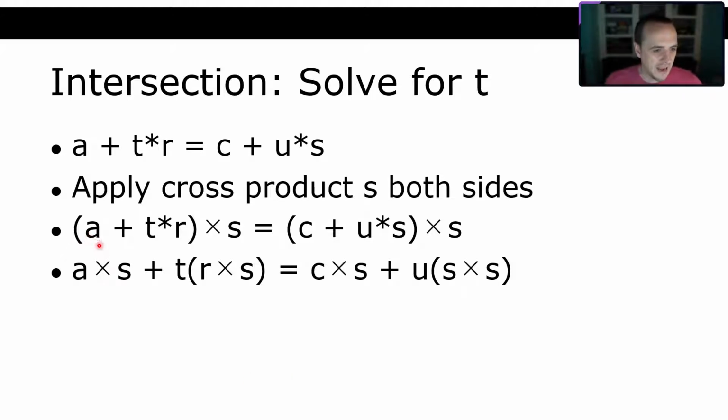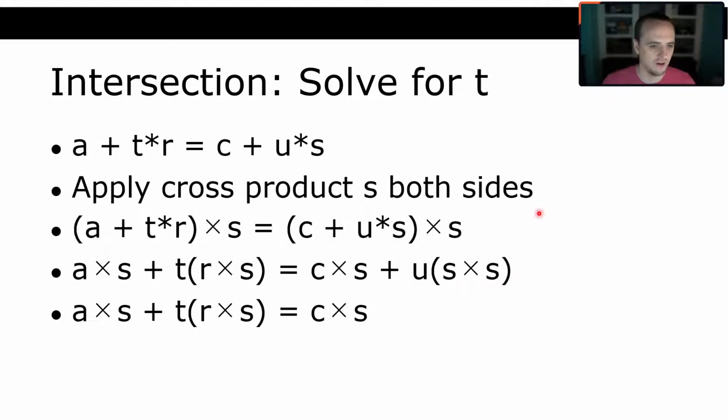Well, we're going to get A × S + t times R × S, okay? And on the right-hand side, we get C × S + u times S × S. But what did we say before? S cross itself is going to be equal to 0. And this is the only u over here. And so now we have a system with just one unknown. So we've eliminated the u variable from there.